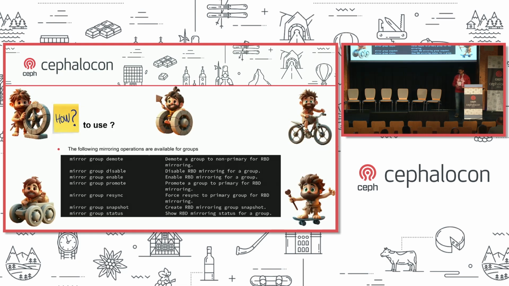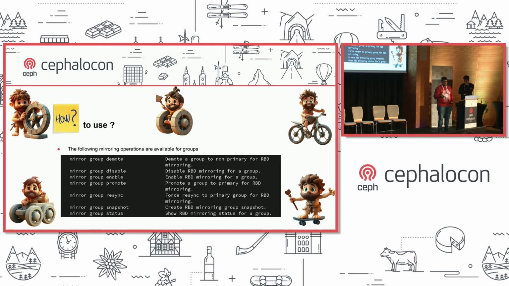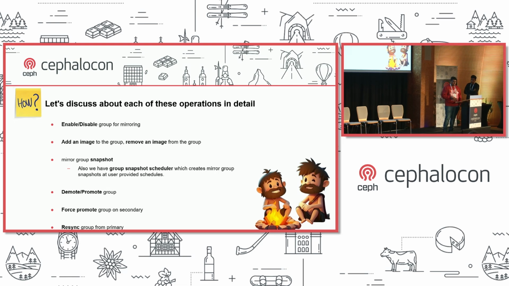So how are we going to use this consistency group snapshot mirroring? Here is the set of commands that we have over the CLI. These are all backed by APIs underneath. We'll be talking about each of them in detail soon. So let's discuss each of these operations.